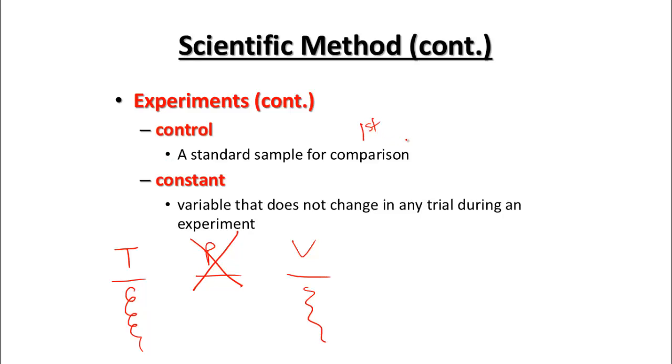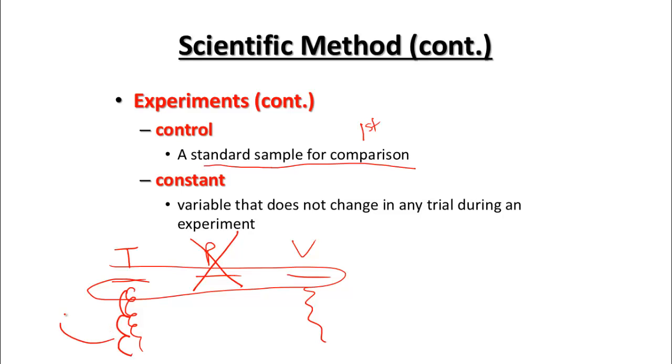And then the control experiment is oftentimes your first experiment. The one where you don't do anything particular, you just kind of do the experiment. So oftentimes the first trial would be your control experiment, and we use it as a standard for comparison. So as we go and change the temperature to here, to here, to here, we always go back and compare to the first trial, our control.